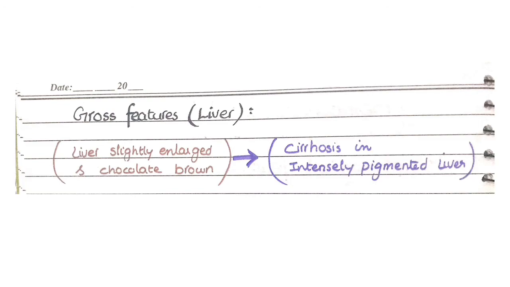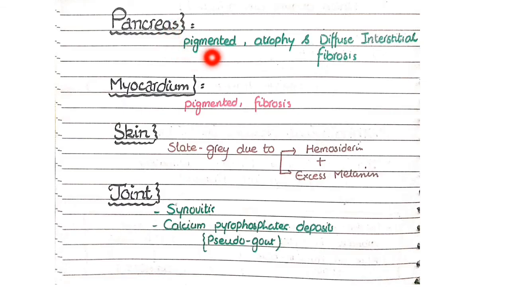Other than the liver, the pancreas will also be affected by hemochromatosis, and iron deposition in the pancreas will cause a pigmented appearance of the pancreas. And as the deposition of iron in the pancreatic cells is destroying the cells, you will see atrophy of the pancreas. Thirdly, just like cirrhosis in the liver, you will see diffuse interstitial fibrosis in the pancreas also. Then the myocardium is also affected in the form of pigmented appearance and fibrosis.